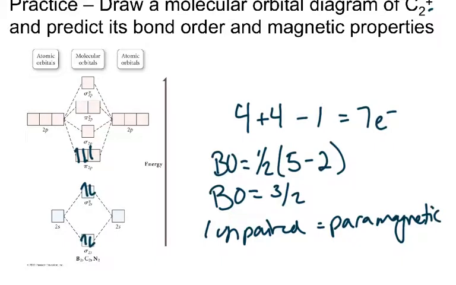That's the same for the nitrogen. I forgot to mention that, but there was an unpaired electron there, so that one is also paramagnetic.